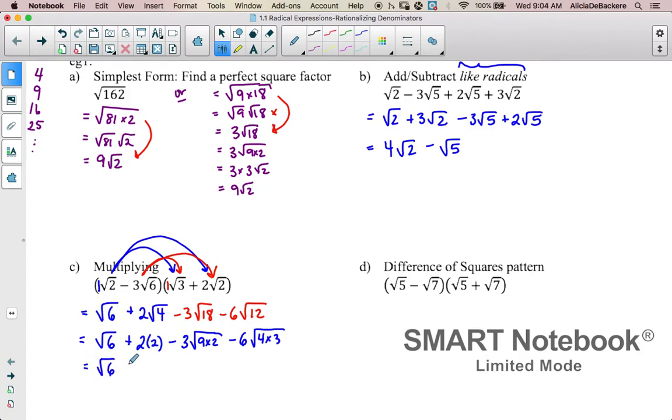So here I've got 2 times 2, that's 4. Here I'm going to take out the square root of 9. So that becomes times 3. And then I'm still multiplying by the square root of 2. And then here I'm going to take the square root of 4, that's a 2, and then I've still got the square root of 3.